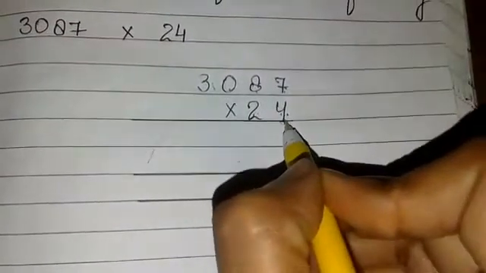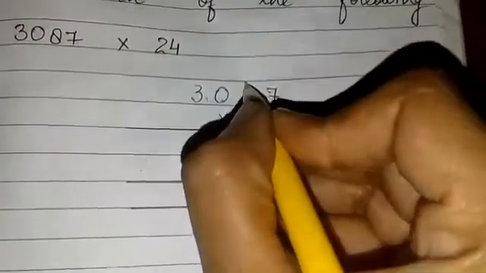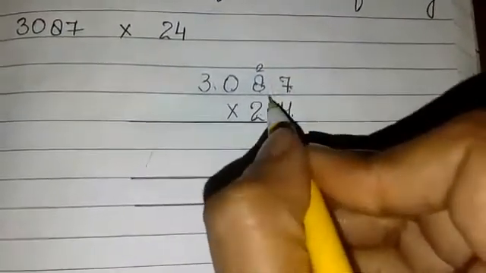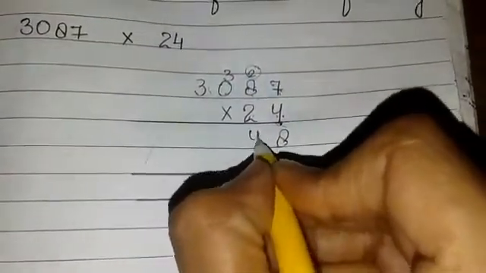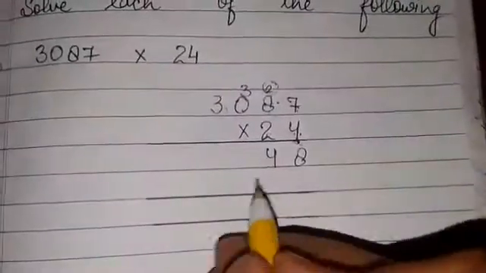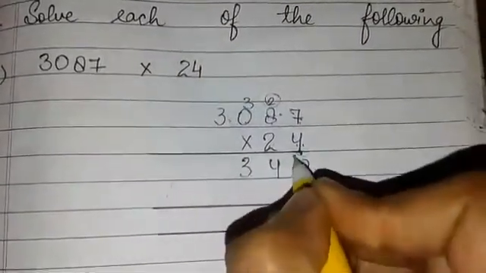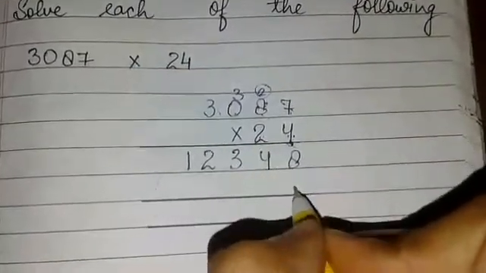So let's start from this ones digit. 4 sevens are 28. 4 eights are 32. 2 is added, that's 34. 4 zeros is 0. 3 is added, it is 3. 3 fours are 12.